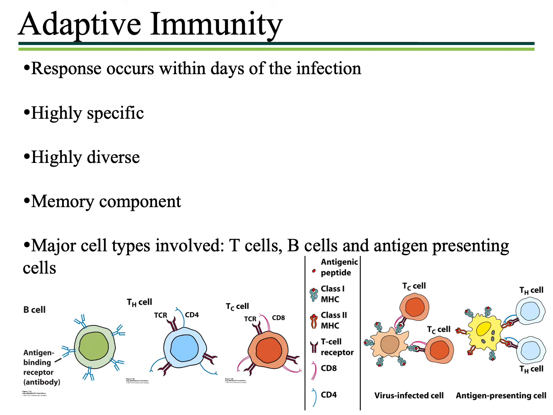Just to refresh our memories a little bit, I want to highlight a couple of very important features or characteristics of the adaptive immune response. With adaptive immunity, this response typically occurs within days of an infection. So there is a time lag associated with the adaptive immune response kicking in. This is in contrast to what we learned about the innate immune response, which is an inborn mechanism that occurs within minutes to hours of an infection.